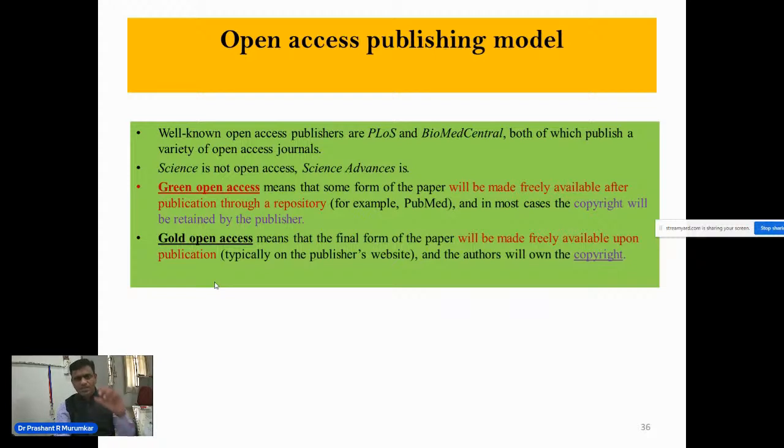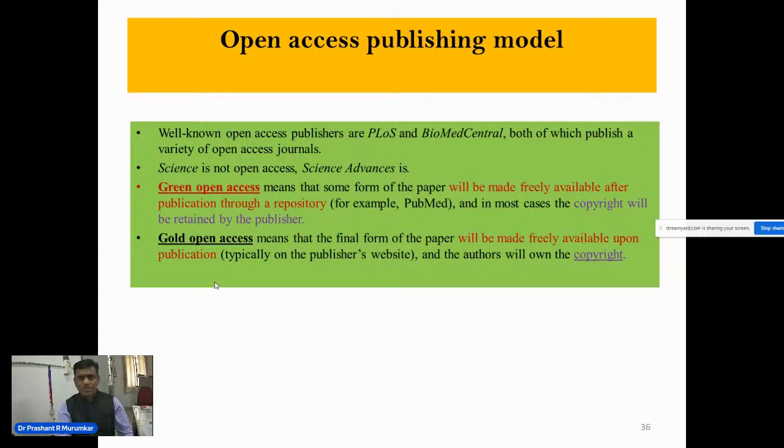It is defined as green open access. Another is called gold open access. Green open access means that some form of the paper will be made freely available after publication through a repository, like PubMed or other such repositories. In most cases, the copyright will be retained by the publisher. But gold open access means that the final form of the paper will be made freely available upon publication. It is 100% open access, and the author will be the owner. The copyright will be with the author. So that's what is called gold open access.